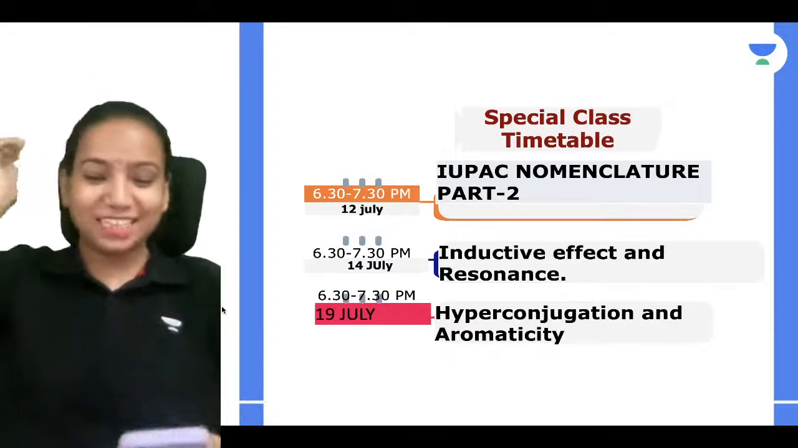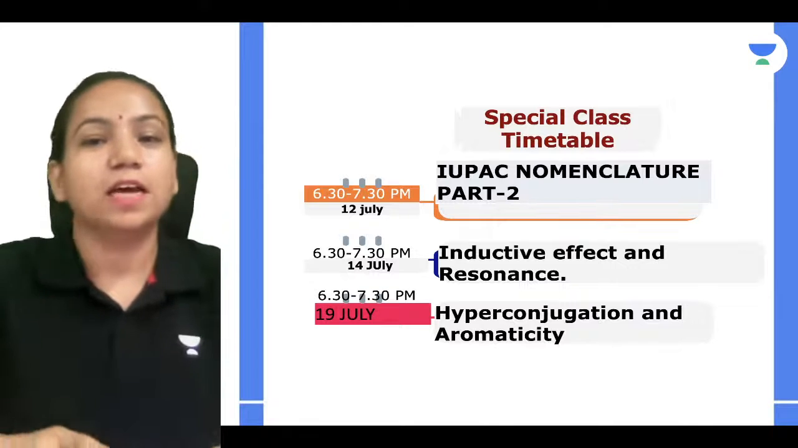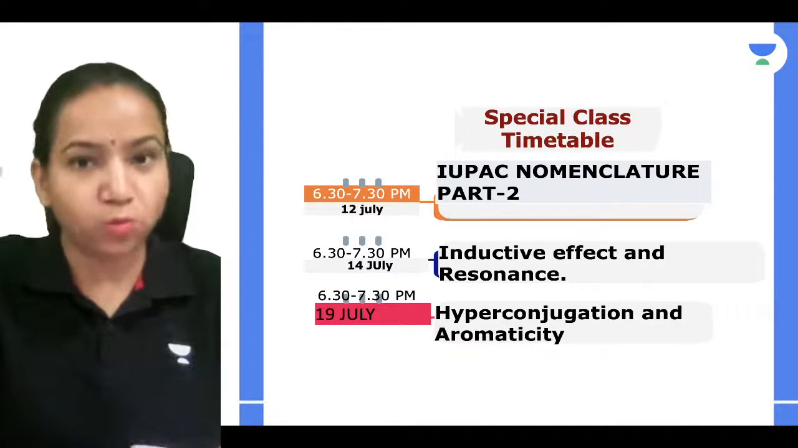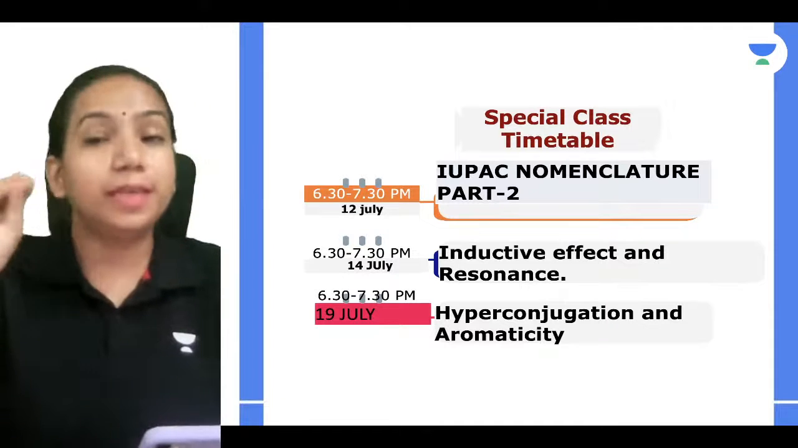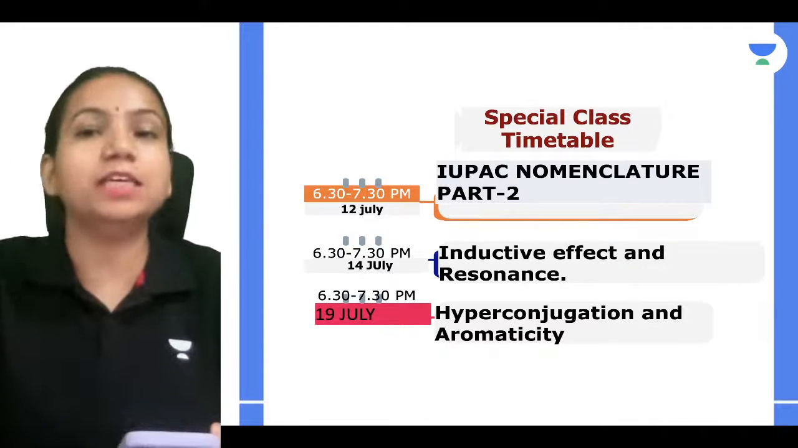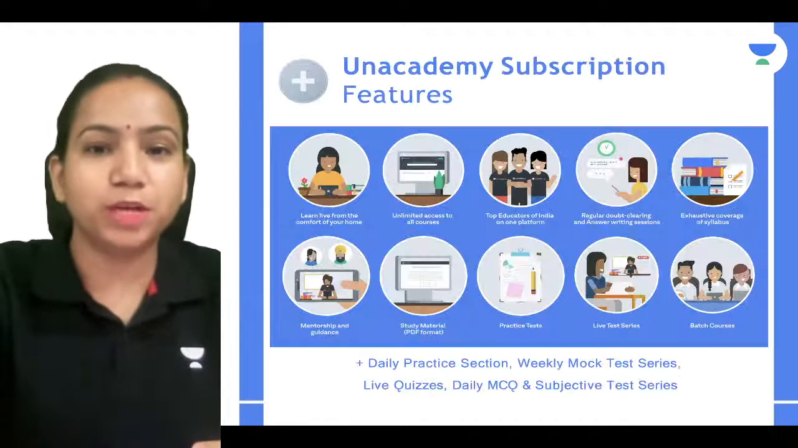So what I was telling about the special class timetable: IUPAC nomenclature part 2 will be there on 12th July, and then all these topics are going to really help you have a really good understanding of organic chemistry. So yes, that's what we understood.